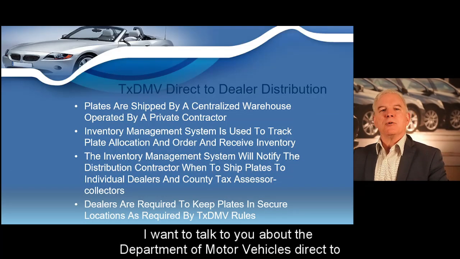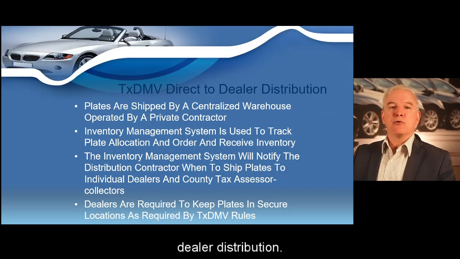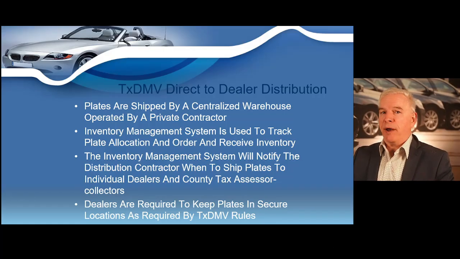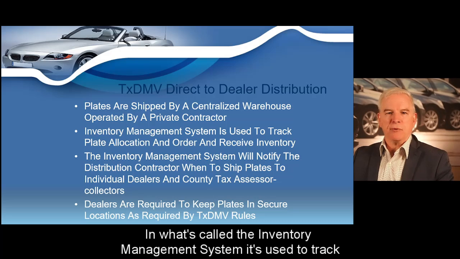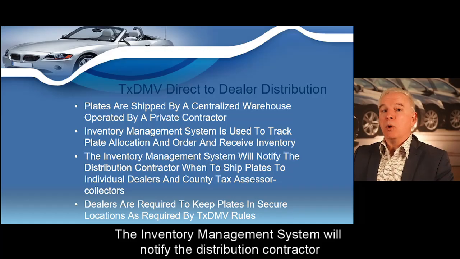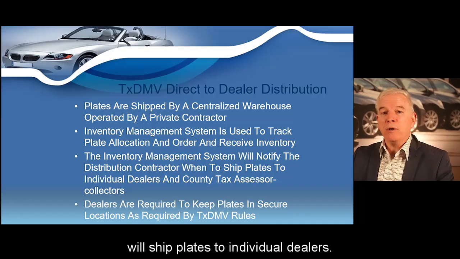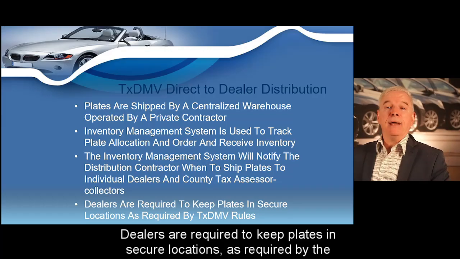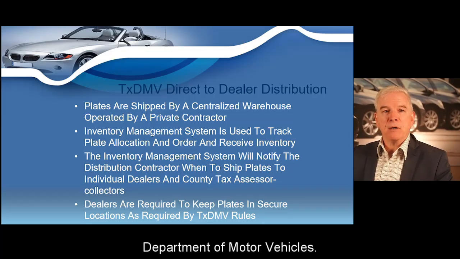I want to talk to you about the Department of Motor Vehicles direct-to-dealer distribution. Dealer plates are shipped by a centralized warehouse operated by a private contractor in what's called the inventory management system. It's used to track plate allocation and order and receive inventory. The inventory management system will notify the distribution contractor when to ship plates to individual dealers. Dealers are required to keep plates in secure locations as required by the Department of Motor Vehicles.